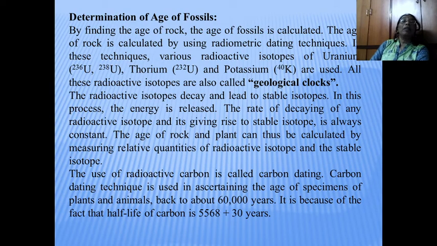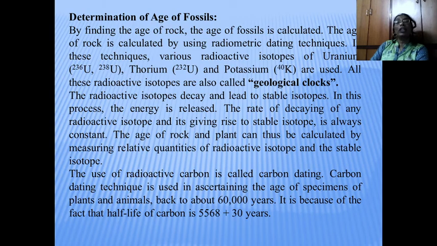Next point is nothing but the determination of age of a fossil. By finding the age of a rock, the age of fossil is calculated. The age of a rock is calculated by using radiometric dating technique. In this technique, various radioactive isotopes of uranium, that is uranium 236, uranium 238, thorium, that is uranium 232, and potassium 40 are used. All these radioactive isotopes are called geological clocks.